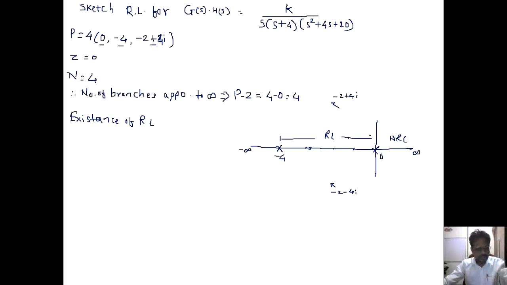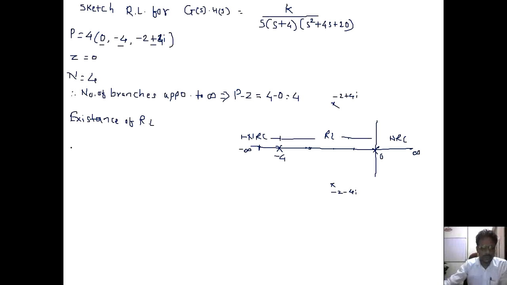Now the next region is -4 to -infinity. If we count the number of poles and zeros on the right hand side of a point considered here, 1 and 2, it is an even figure, so this is a non-root locus region. Clear? Now the next step is asymptotes.